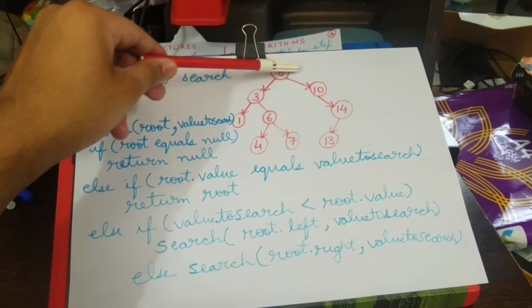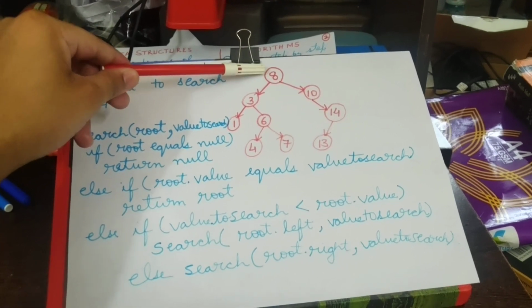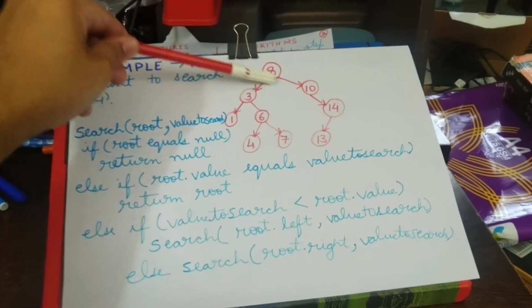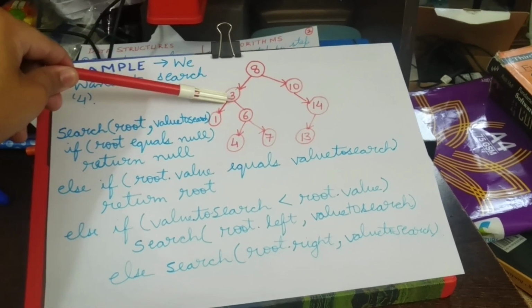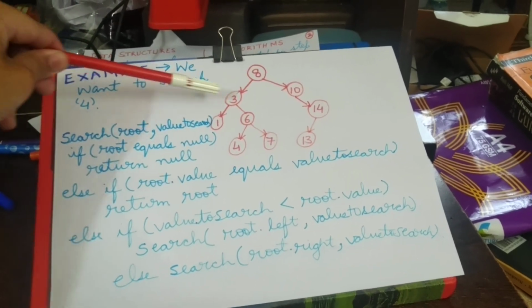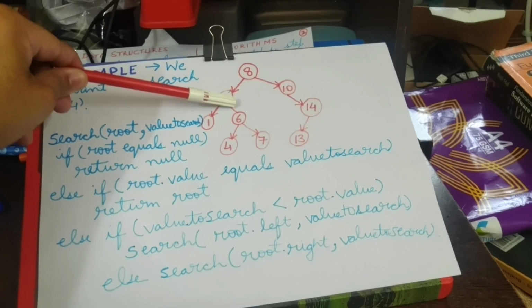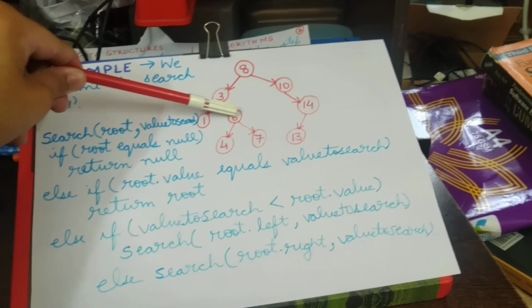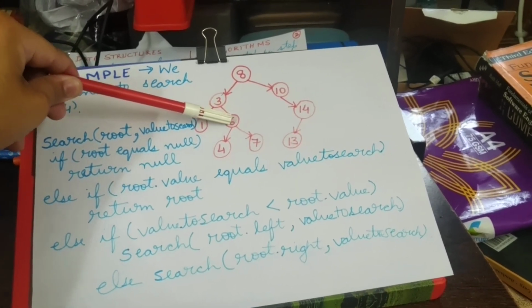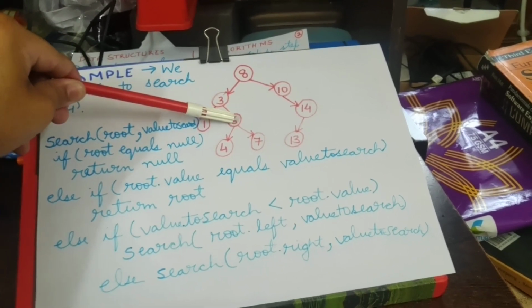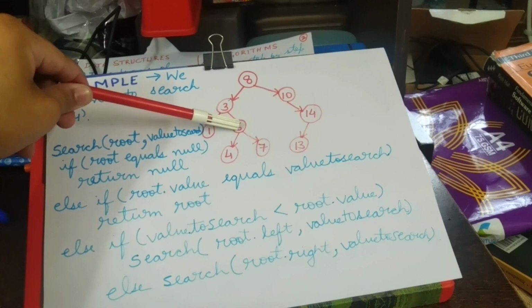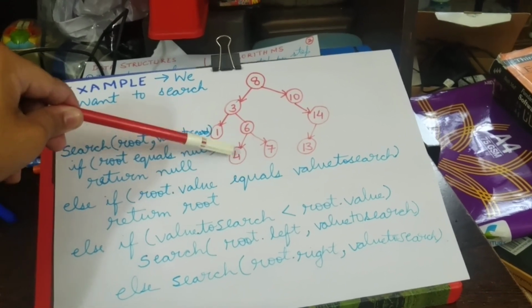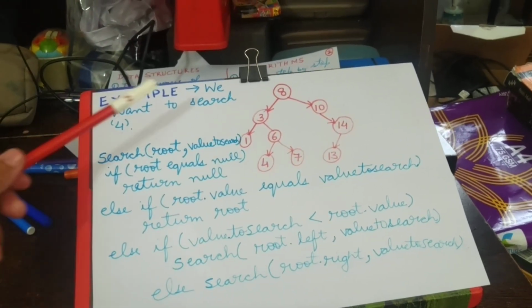It's an 8, so it's the root. 4 is less than 8, so we go to the left side. Now 4 is greater than 3, we go to the right side. And 6, now 6 becomes our node, 6 becomes our root, our current number. 4 is less than 6, so we go to the left. So basically this is an example of recursion.